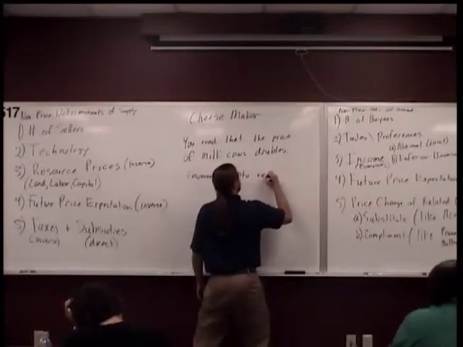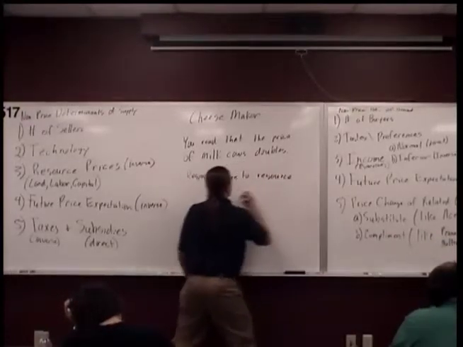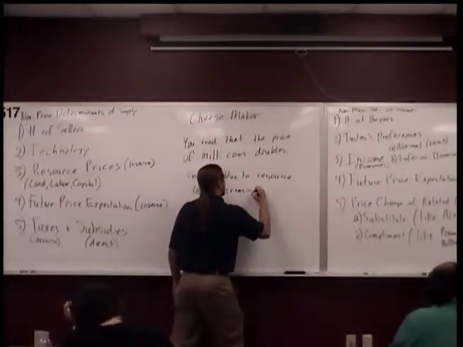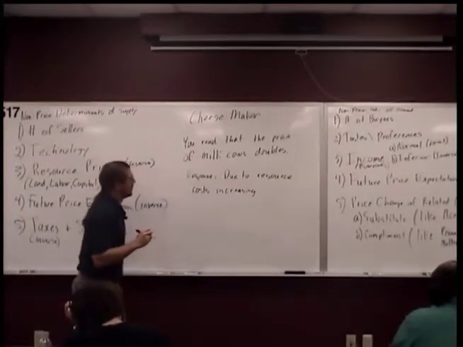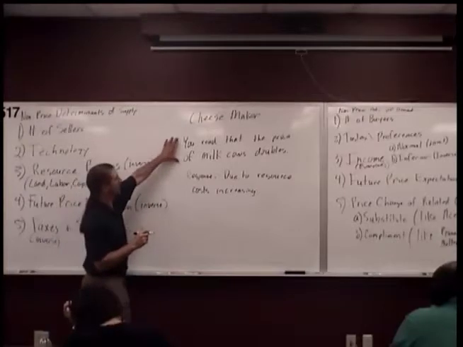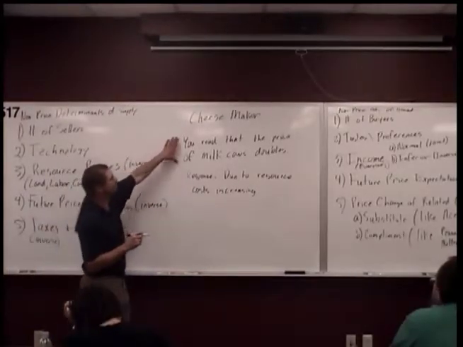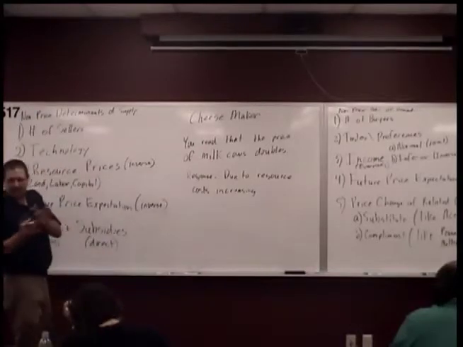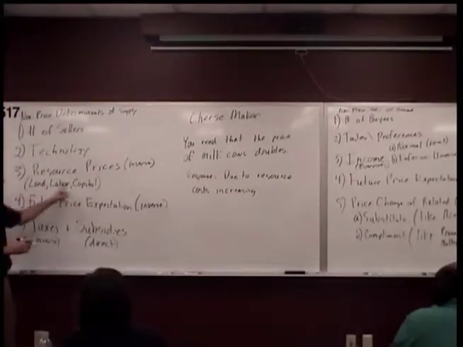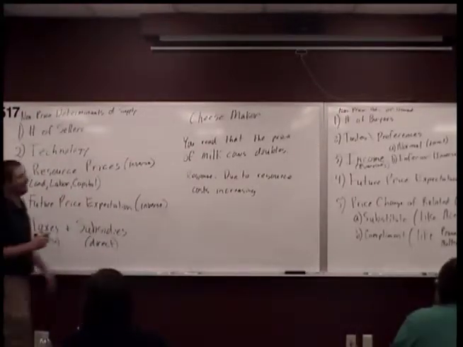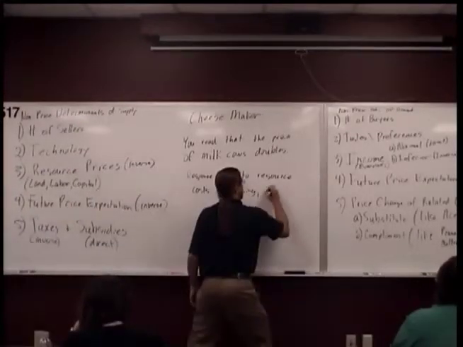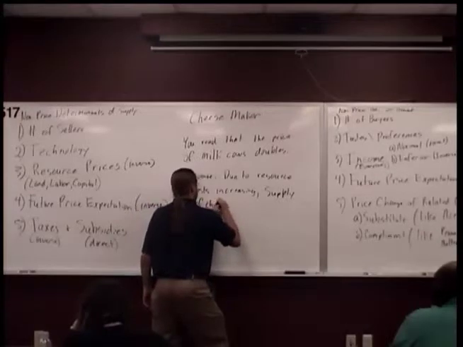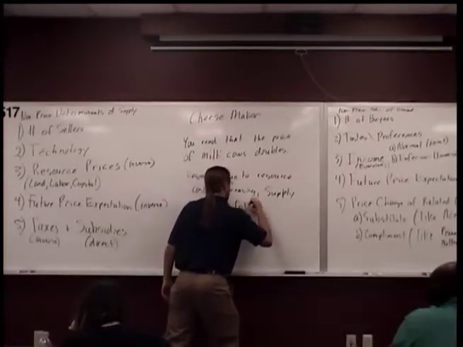due to resource costs increasing, and again, it's not even a direct thing here, right? I didn't say that milk's price was necessarily going up. It was a milk cow, right? So that's maybe a slightly removed thing, but it's still one of those resources that you have to have, right? Supply of cheese falls.